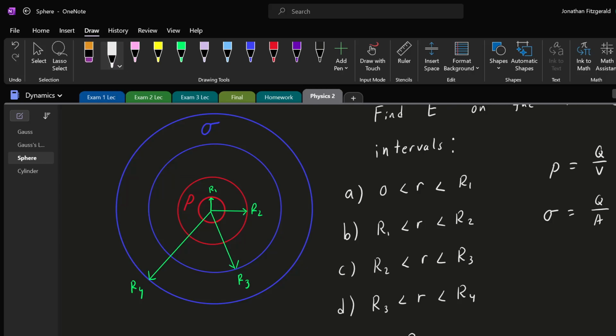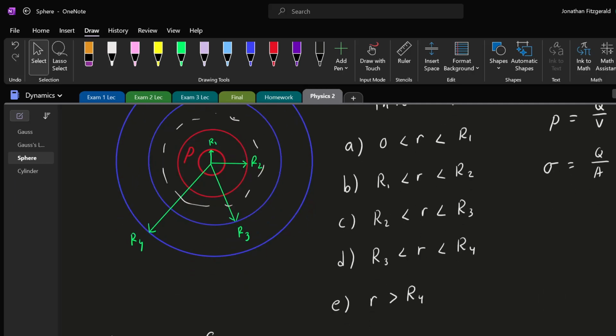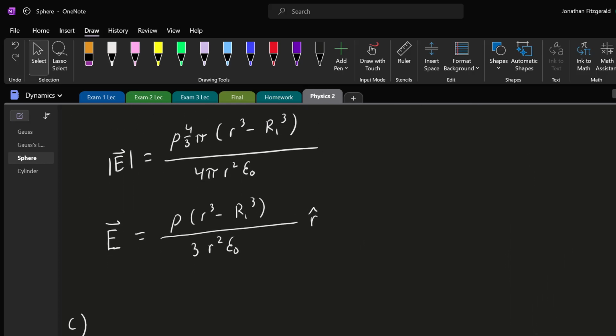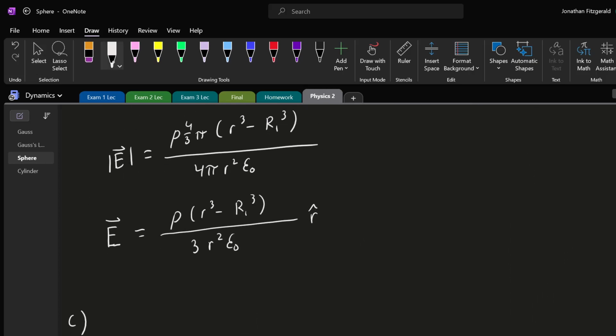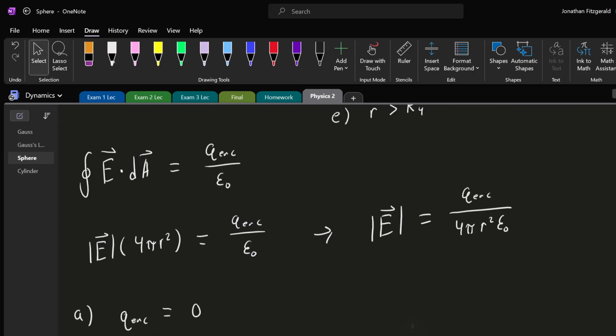So when our sphere has a radius between R2 and R3, it's not enclosing any more charge. However, it's still enclosing this charge in the rho from earlier. So we have to account for that. It's going to be the same formula. So you can just say, find the Q enclosed, that's what it's asking for. The Q enclosed here is still going to be rho times the volume.